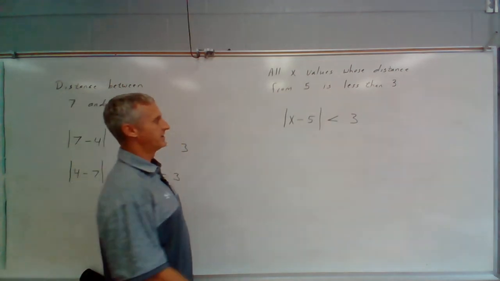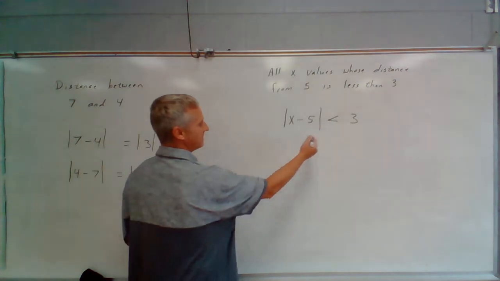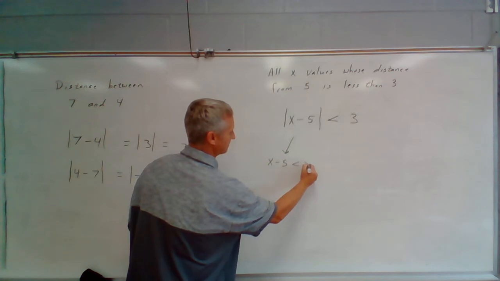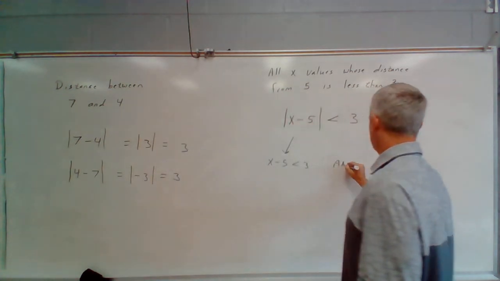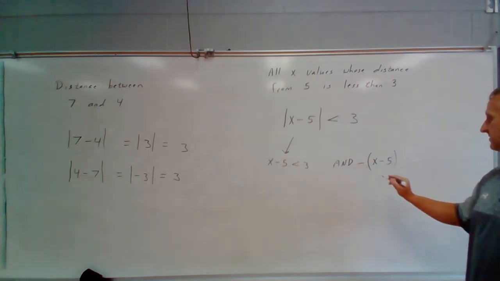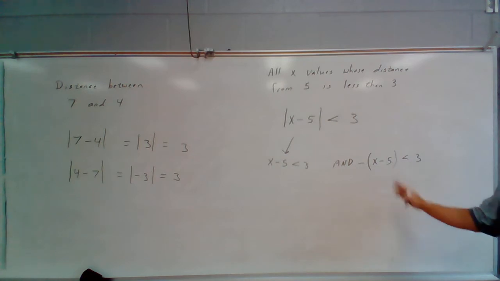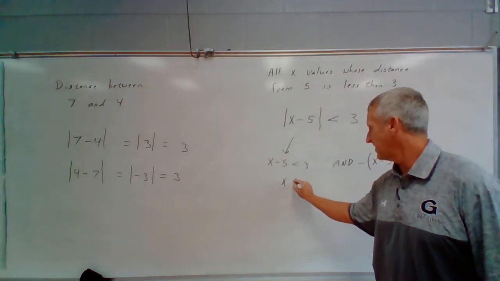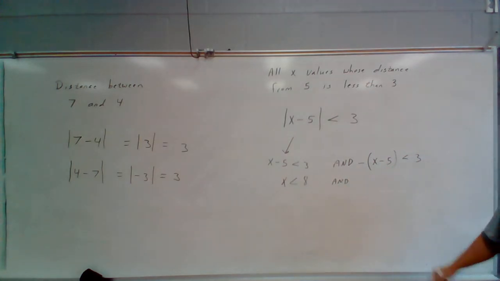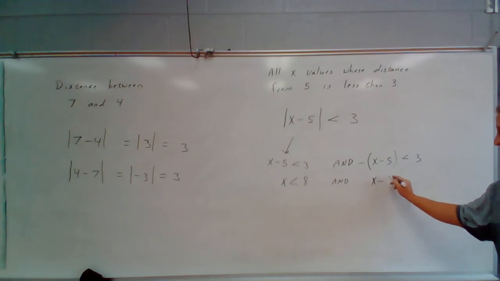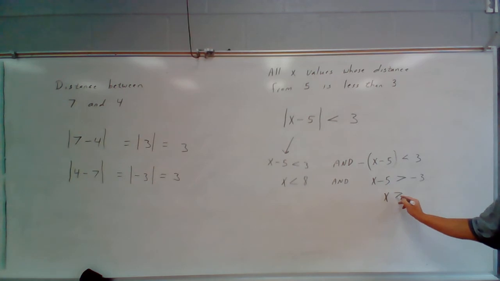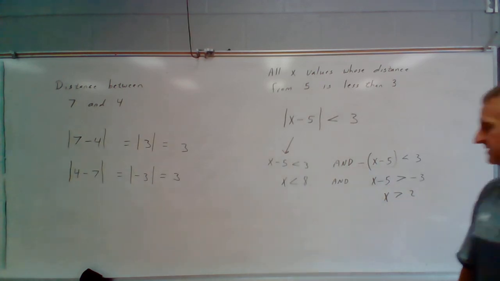Let's graph this on a number line. Or first of all, let's work it out. So two possibilities. We have x minus 5 is less than 3. And negative x minus 5 is less than 3. All right, if we work these out, add 5 to both sides, I'll get x is less than 8. And multiply by negative 1, I have x minus 5 is greater than negative 3. Add 5 to both sides, x is greater than 2. Okay, so let's put that on a number line.